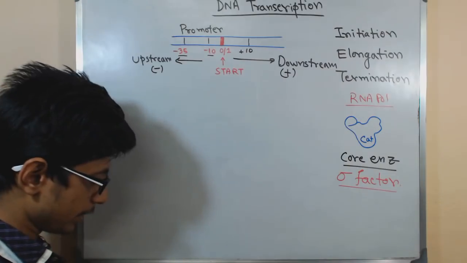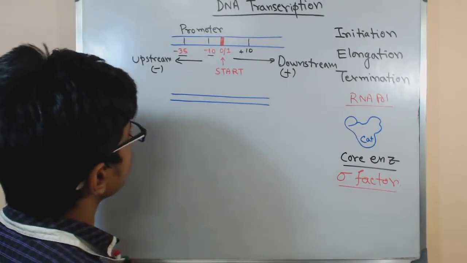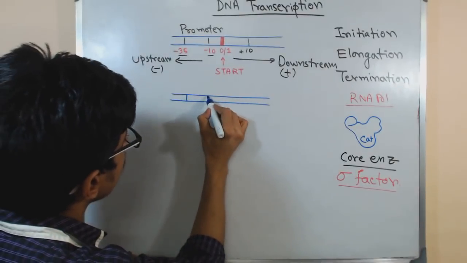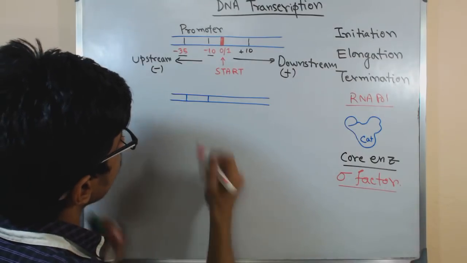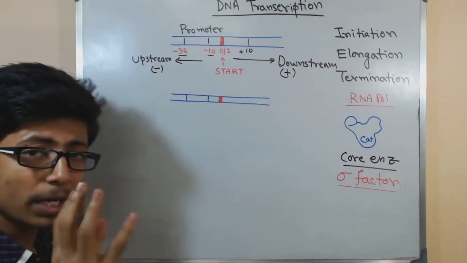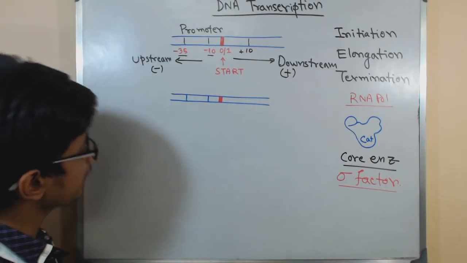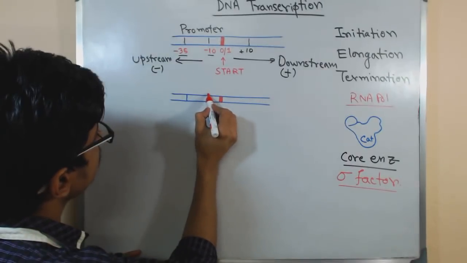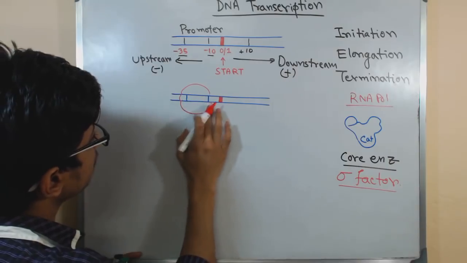So what will happen here? Now let's draw it again. Now this is our DNA strand. Let's say this is the stretch of our promoter, and let's say this is the start site that we have already talked about, right? So what happens now? RNA polymerase comes in, and RNA polymerase can actually bind literally everywhere. So RNA polymerase actually binds with it now. Let's say this is the RNA polymerase.